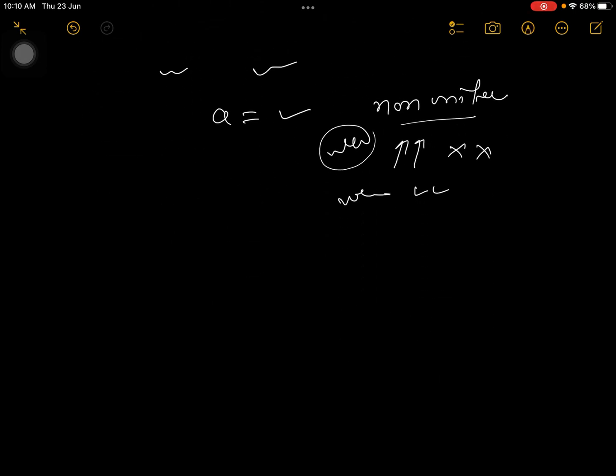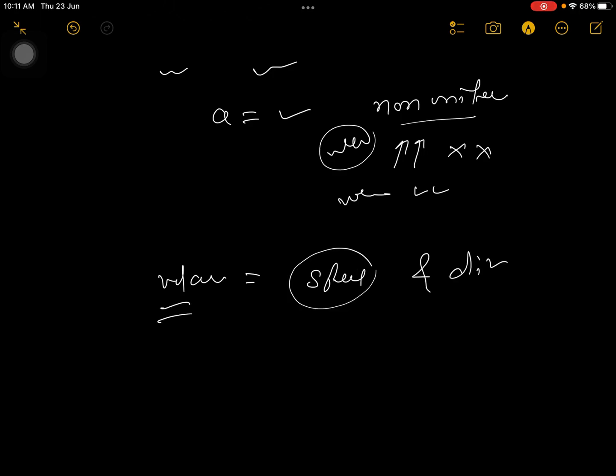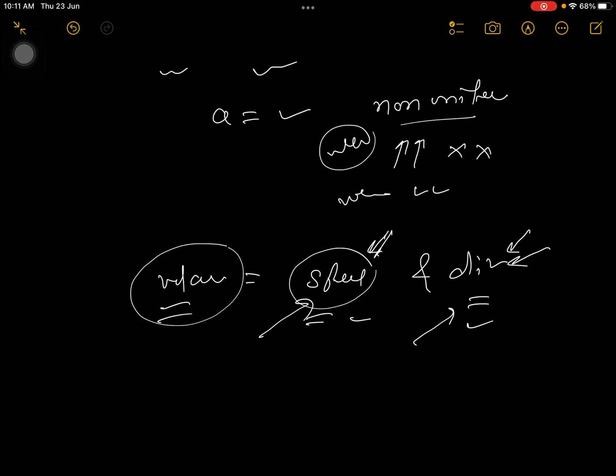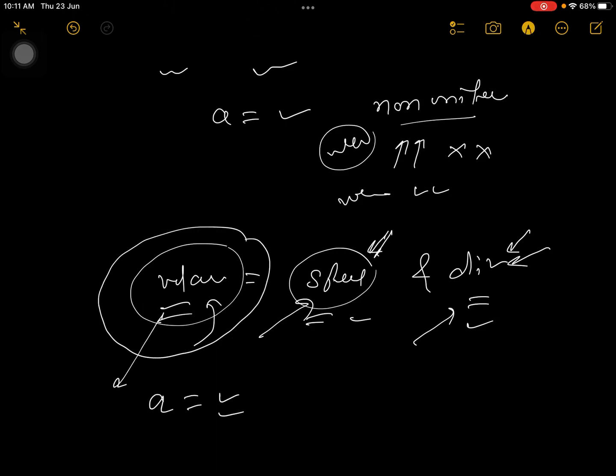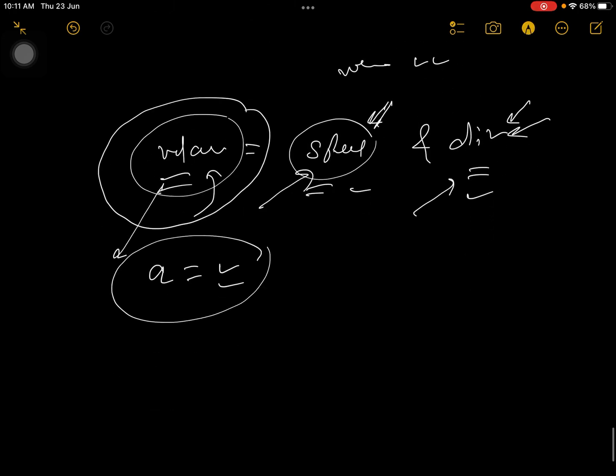Always remember one thing: velocity is the combination of speed and direction. If any one of them changes, either speed or direction, then velocity will change. And if velocity is changing, then definitely acceleration is there, and you can calculate acceleration.